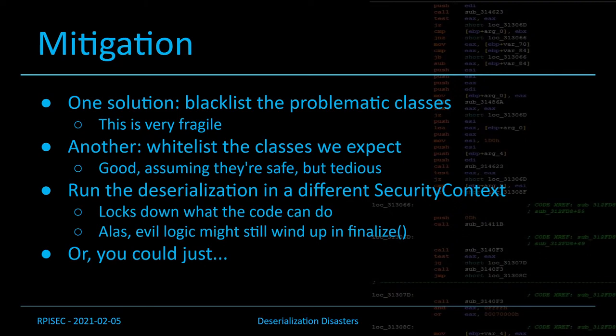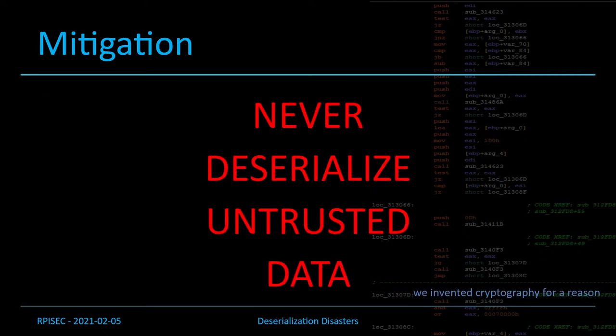But ultimately, the solution here is to just never deserialize untrusted data. Just don't do it. We did invent asymmetric cryptography for a reason. You can sign your objects, you know, just don't let people modify them. We didn't even talk about the more trivial stuff, like just editing pickles so that they can say, oh yes, I am the admin now. That trivial stuff is also mitigated by just signing or properly encrypting your data.